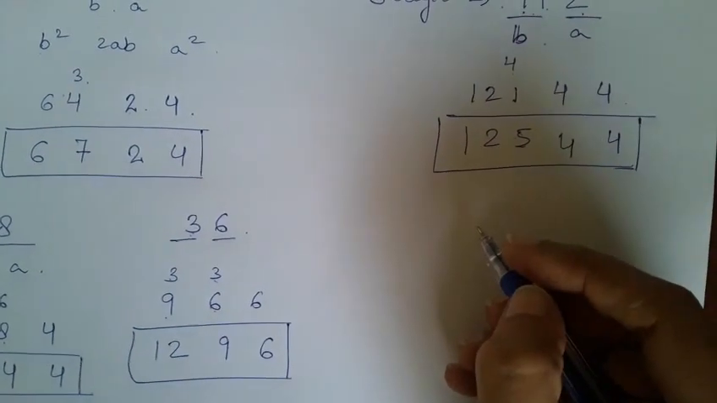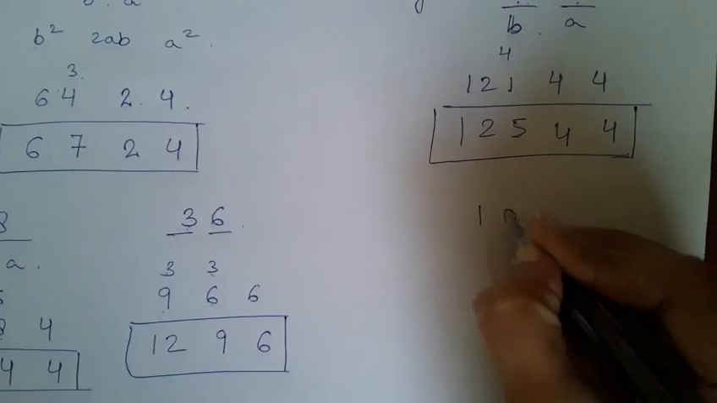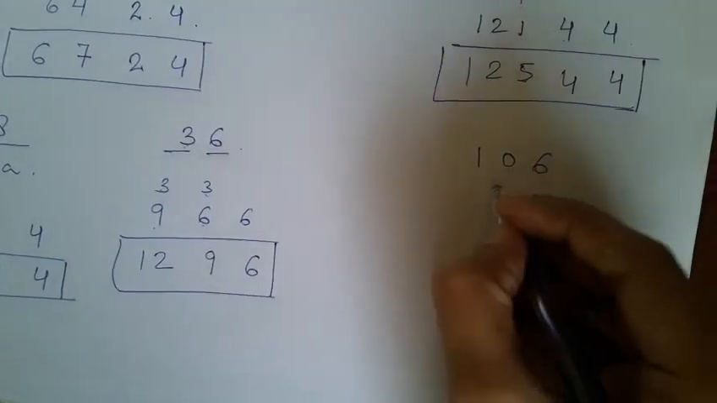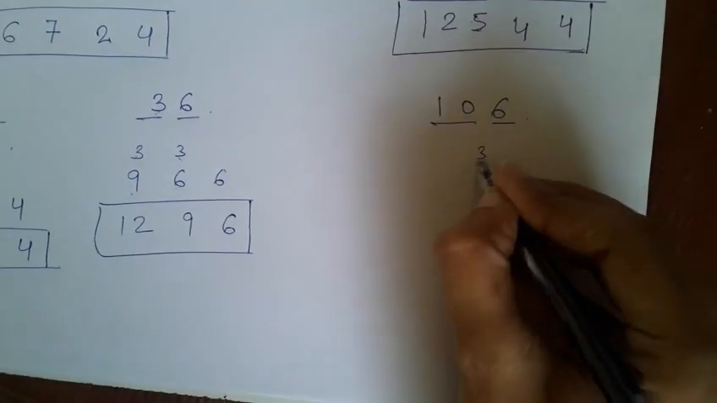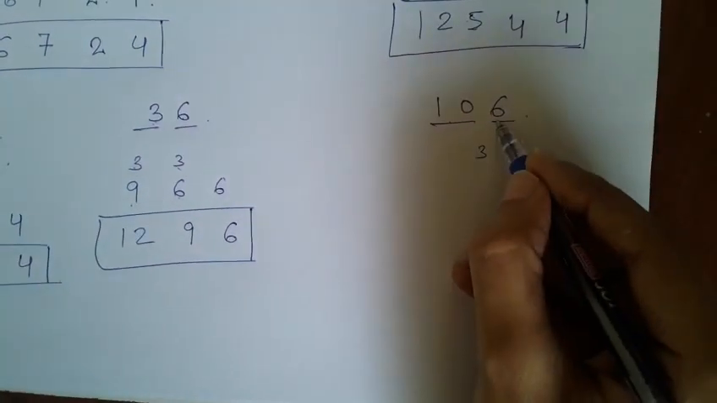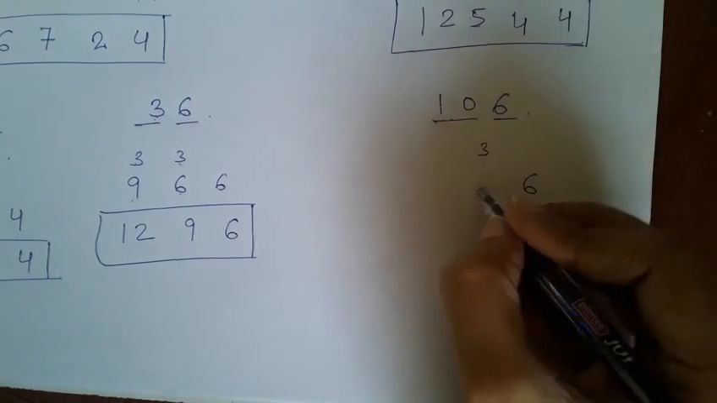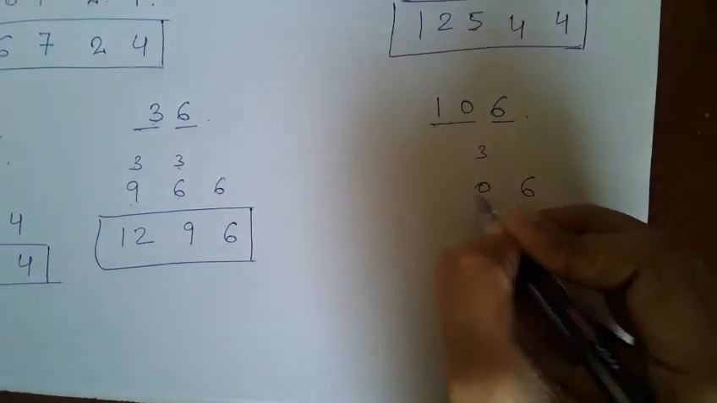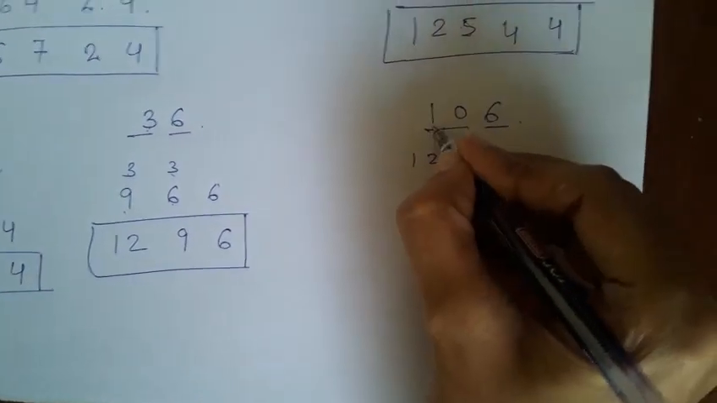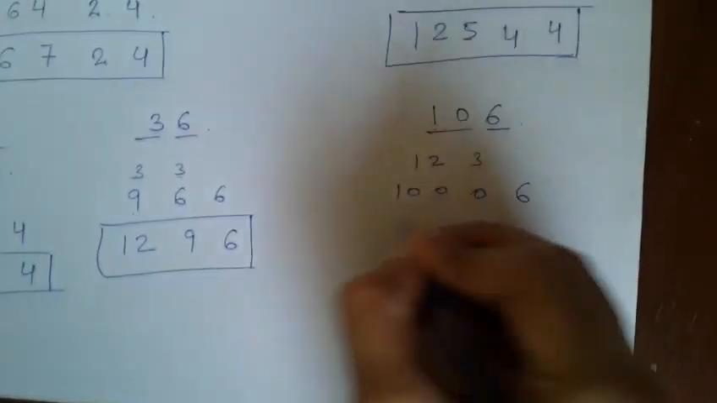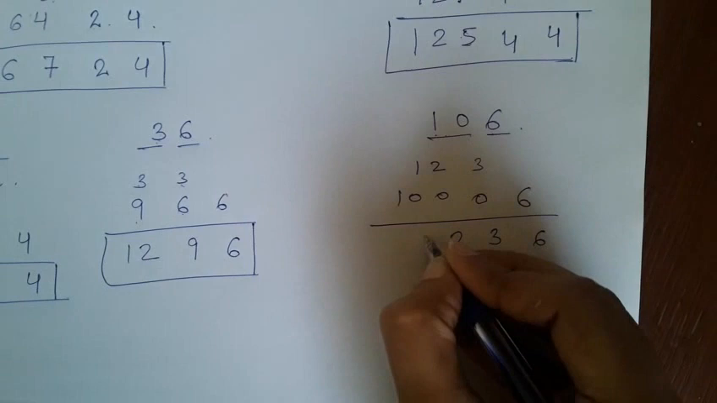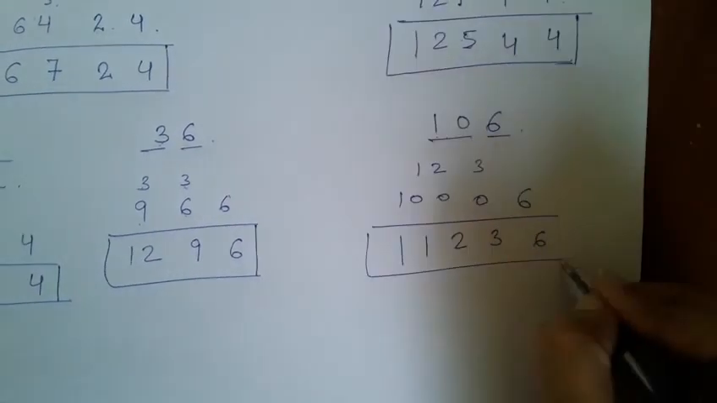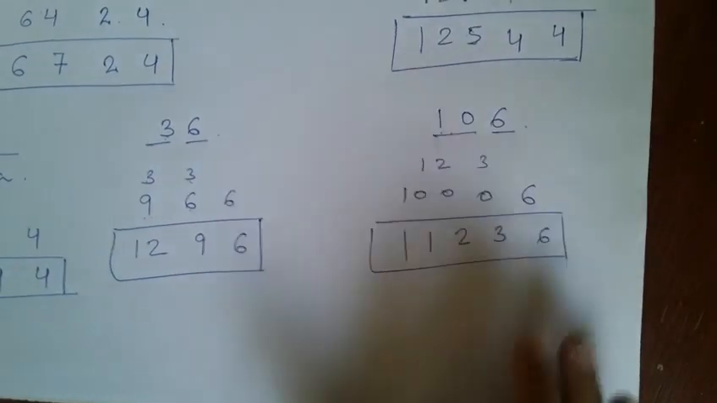The next example is 106. Same procedure can be applied. 6 square 36, 3 will be carried. 10 into 6 is 60, 60 into 2 is 120, we'll write 0, then 12 will be carried, and then the square of 10 is 100. We'll add it. 6, 3, 2 and 0 is 2, 1 and 1. 11236 is the square of 106.